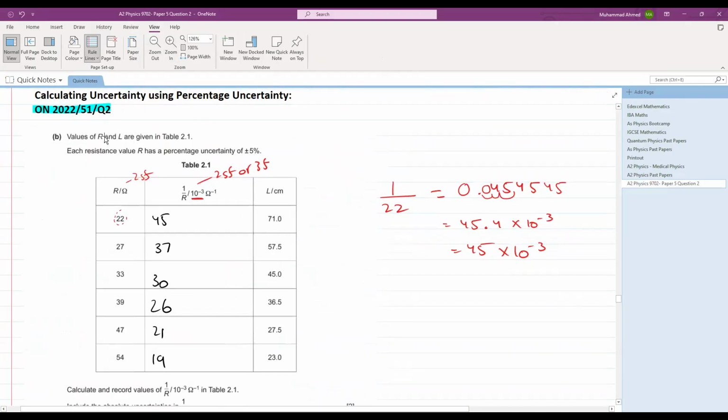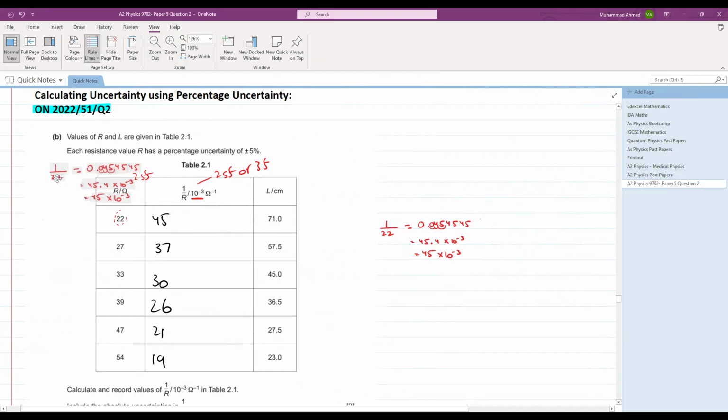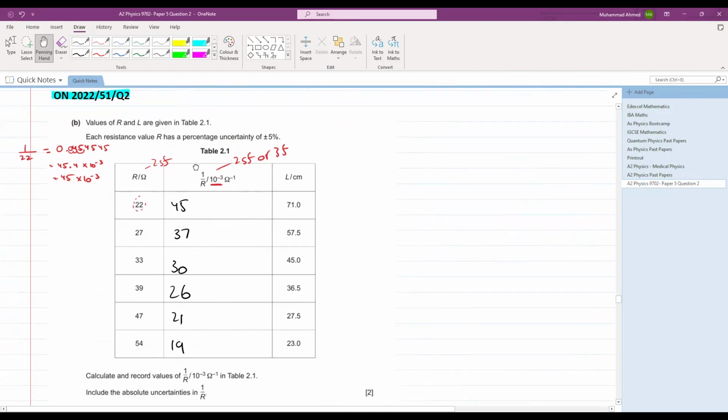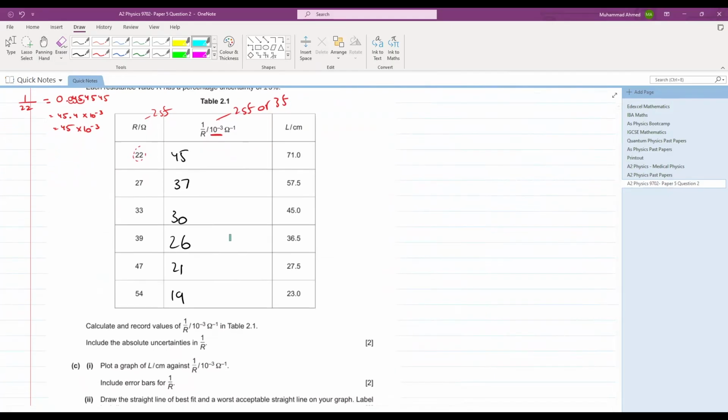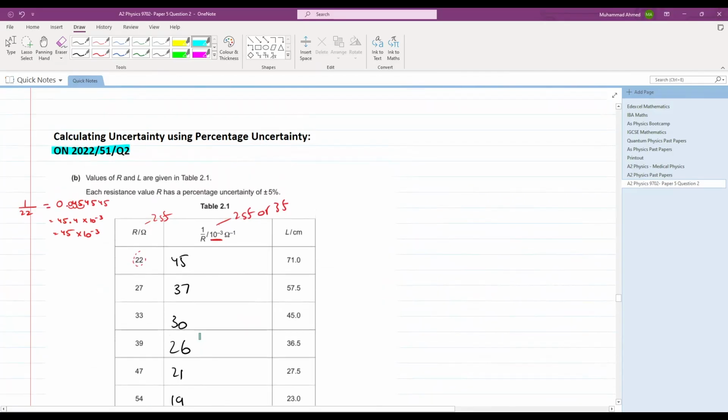Now let's see the scenario when you are given percentage uncertainties. How will you calculate the uncertainties if you are only given the percentage uncertainty? See here, you have this written. Each resistor value has a percentage uncertainty of 5%. Perfect. How are you going to calculate the absolute uncertainties in 1 over R? Very, very easy.